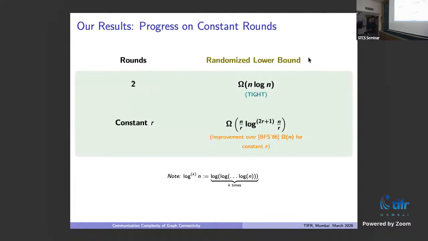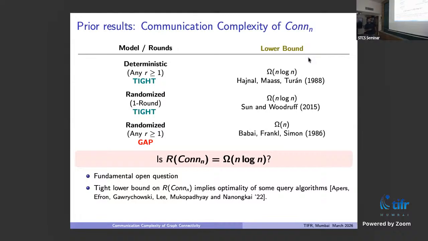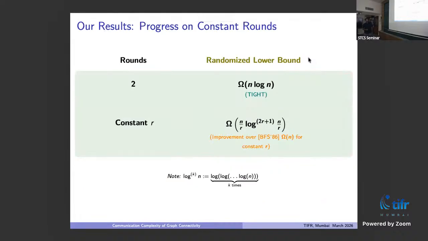But the only lower bound that we know of properly is the deterministic one. So what are our results in this? We first show that any two-round protocol that decides connectivity requires omega n log n bits of communication. Alice sends Bob a message, Bob sends Alice back a message, and Alice knows the answer. Any protocol of this form should communicate at least n log n bits. And for any constant round protocols, we show a superlinear lower bound.